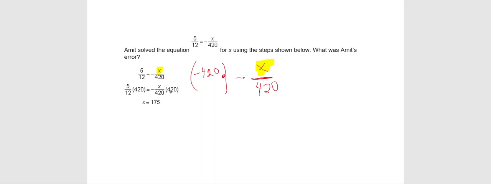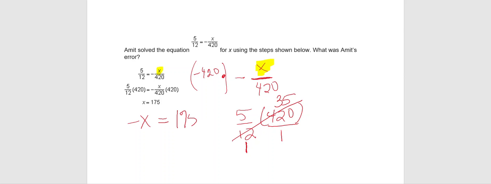No, they didn't multiply by a negative, so they would still be left with a negative x right there, equals, and then I would have to do the math to see what 5 over 12 times 420 is, 420 over 1. I can cross simplify because both of these numbers are divisible by 12, and that is 35. And then when I multiply by 5, I do get 175.